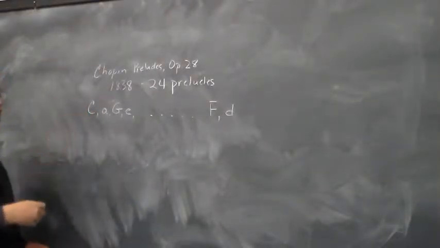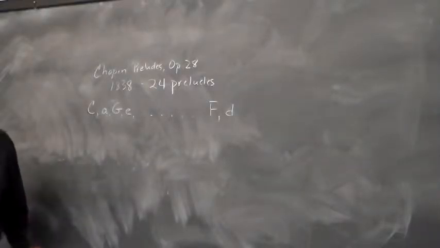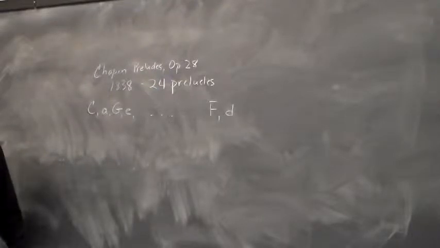So most of these are very lyrical. A couple of them are more like etudes, and so the second one that we're going to listen to in B flat minor that follows the D flat major Raindrop Prelude is like an etude.